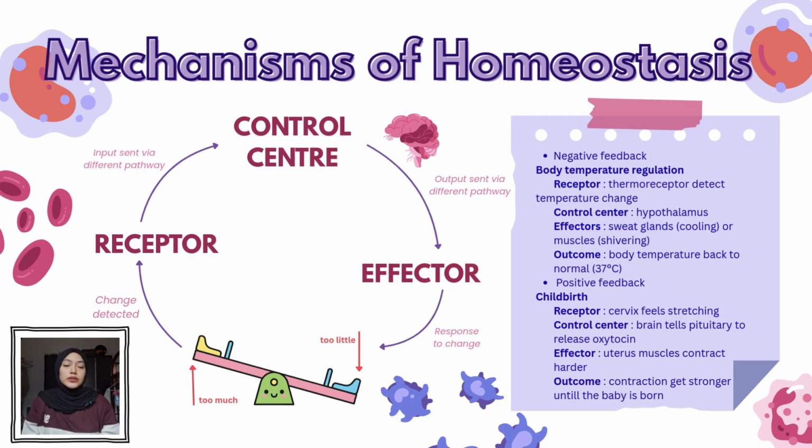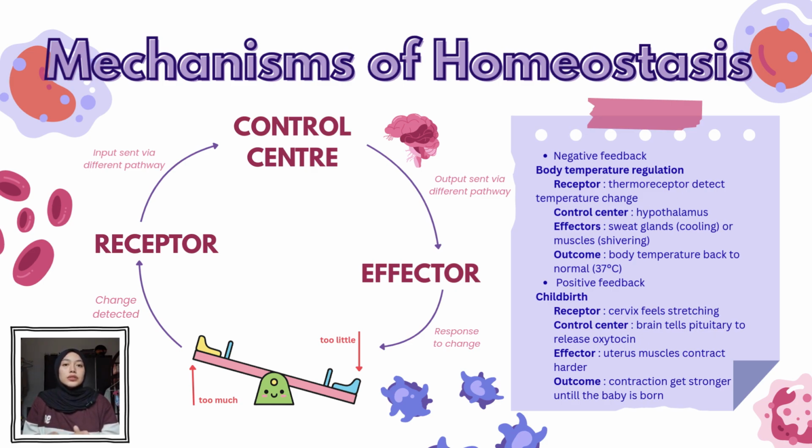There is also positive feedback, which is less common. Instead of reversing a change, it amplifies it. Examples include childbirth, where the cervix is stretched by the baby's head. This is detected by a receptor. The signal is sent to the brain, which tells the pituitary gland to release oxytocin.